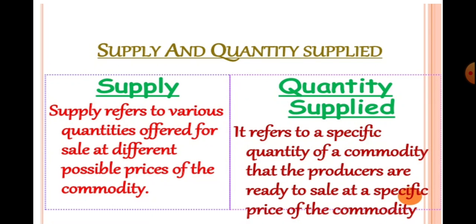As in the previous example, we discussed that the price of ice cream increases from rupees 10 to rupees 20, 20 to rupees 30, and quantity supplied increases from 10 units to 15 units, then 20 units. The entire table shows the supply. But if we say that when the price of ice cream is rupees 10, the quantity offered for sale is 10 units, this is quantity supplied. So, quantity supplied is a narrow concept.